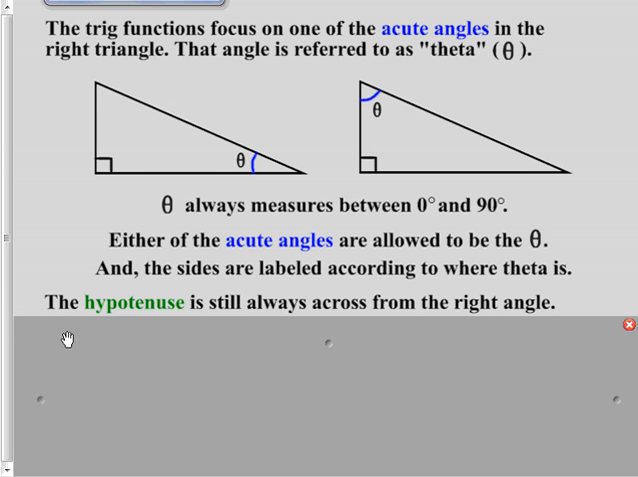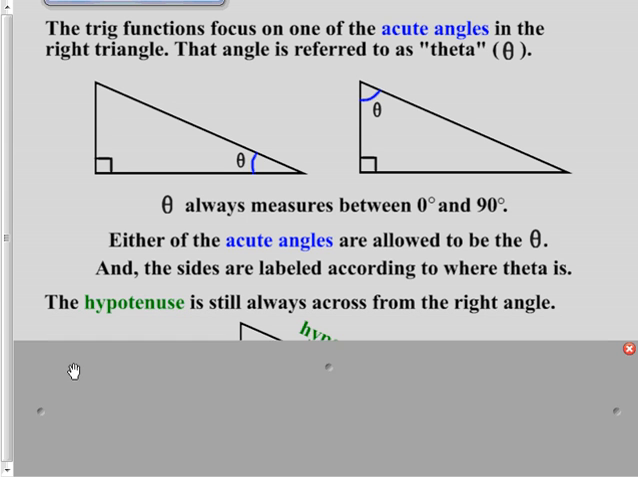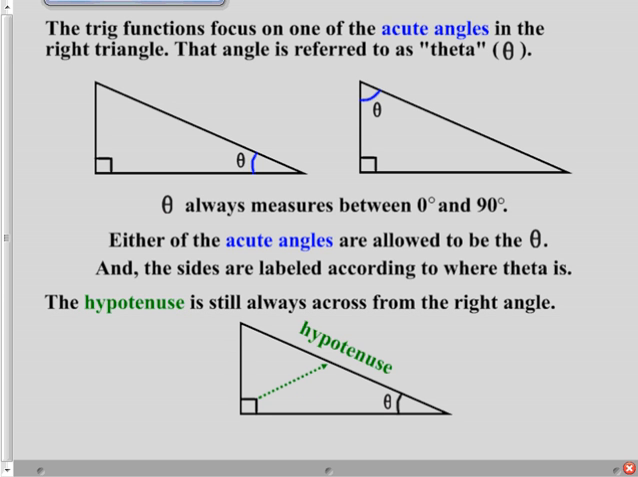We'll start off with the obvious and the easy one, and that is the hypotenuse. The hypotenuse continues to be across from the right angle. So no big deal on that one. We should know exactly where the hypotenuse is.